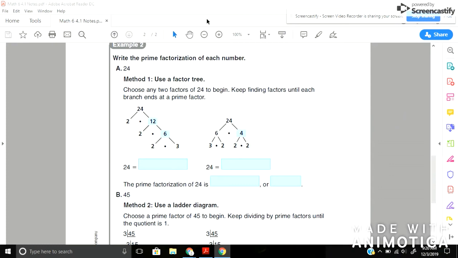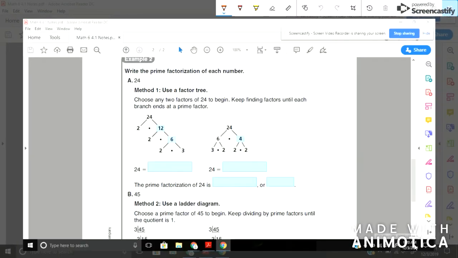Sorry, I was cut off there, but let me write that for you as 2 times 2 times 2 times 3. All of my prime numbers. And again, let's double check. 2 times 2 is 4. 4 times 2 is 8. And 8 times 3, yes, that gives us our original number of 24. And these are all prime.